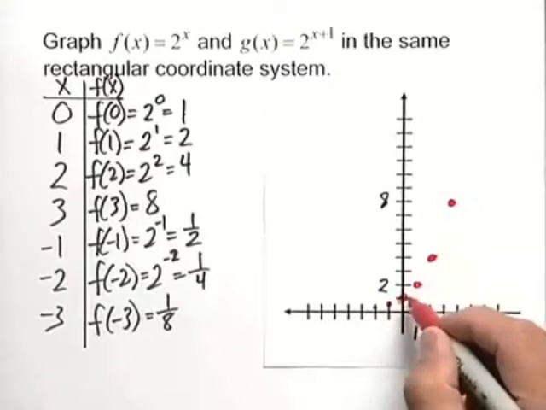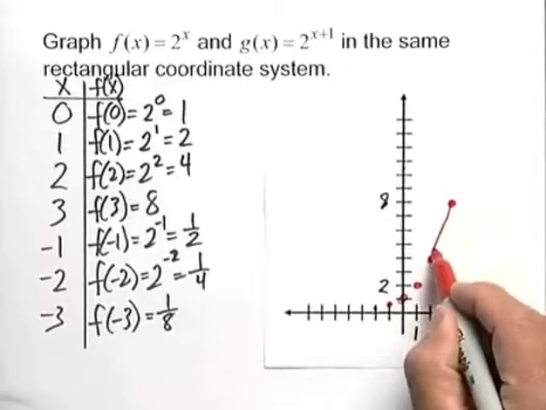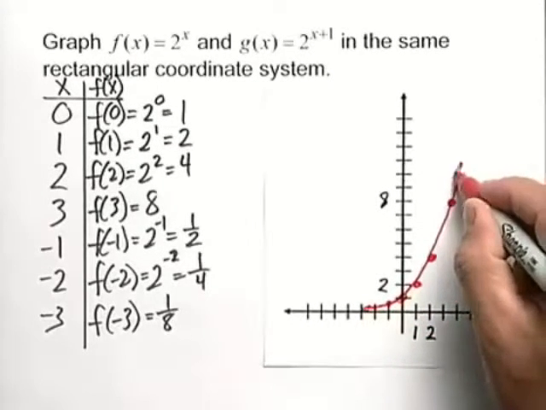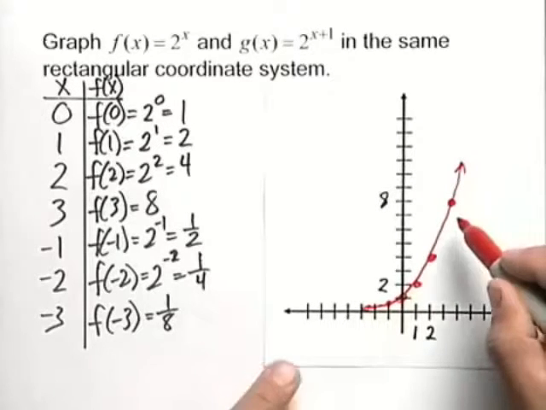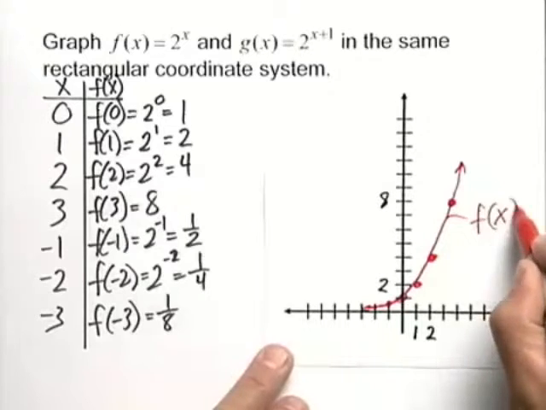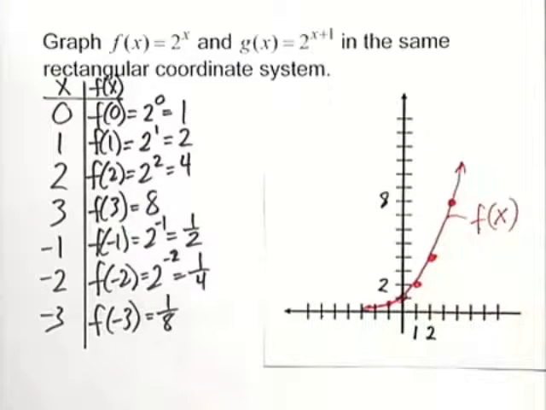So we're going to connect our dots here with a nice smooth curve. Note that this graph cannot cross the x-axis. The x-axis for this problem is known as a horizontal asymptote. So there is f of x graphing the exponential function 2 to the x.